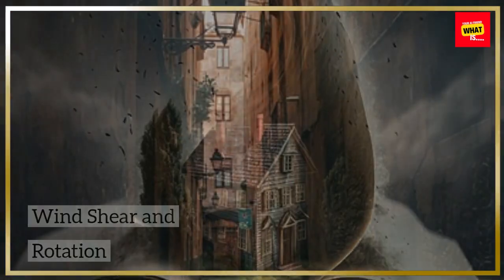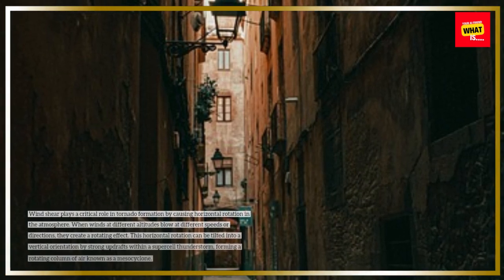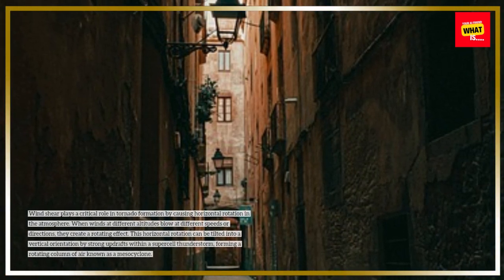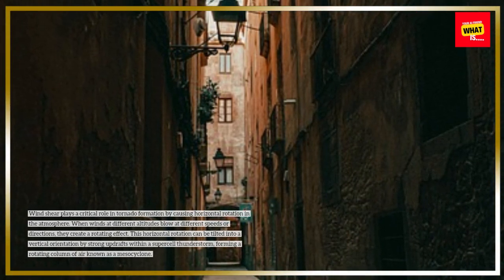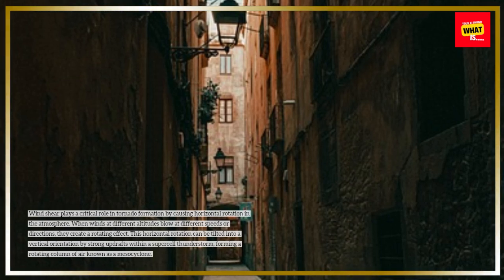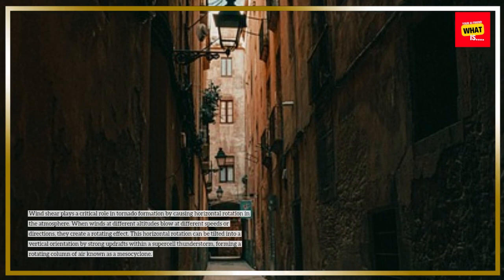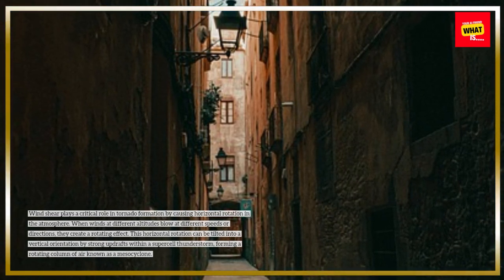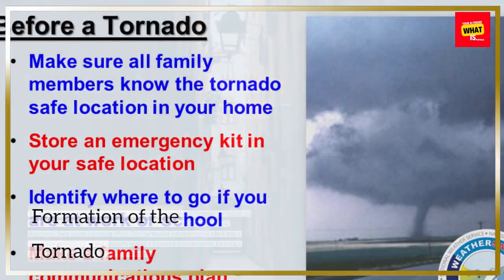Wind shear and rotation. Wind shear plays a critical role in tornado formation by causing horizontal rotation in the atmosphere. When winds at different altitudes blow at different speeds or directions, they create a rotating effect. This horizontal rotation can be tilted into a vertical orientation by strong updrafts within a supercell thunderstorm, forming a rotating column of air known as a mesocyclone.